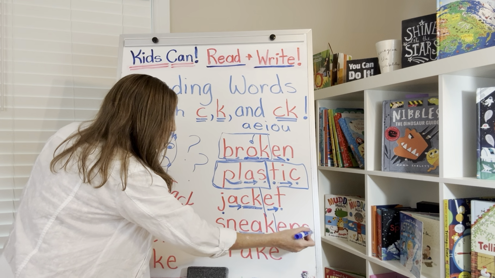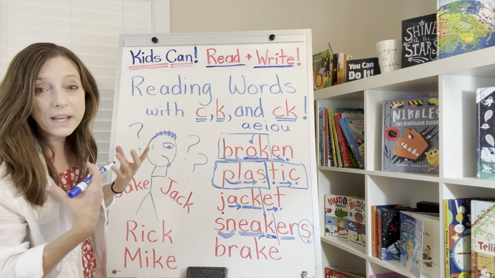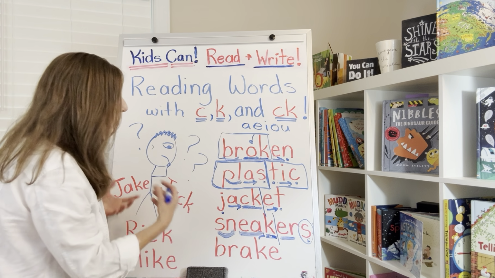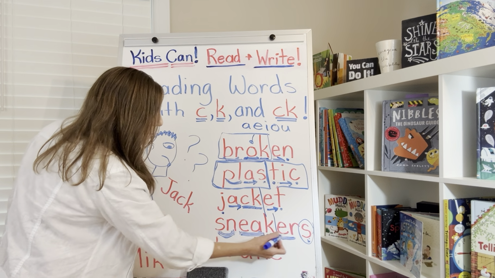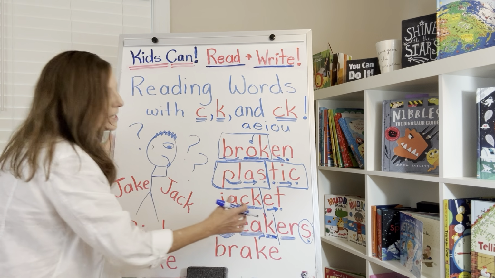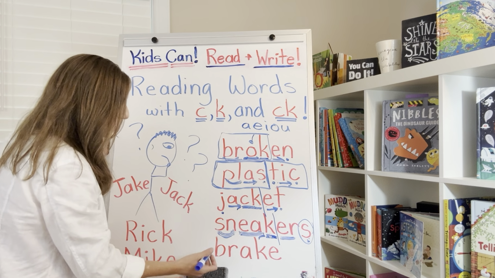Sneakers, and let your kids know when that S is at the end, that means we have more than one of something, okay? Or it's happening now, but usually it's more than one. So sneakers, sneakers. We have two sneakers in a pair. They're called sneakers, like tennis shoes, running shoes.